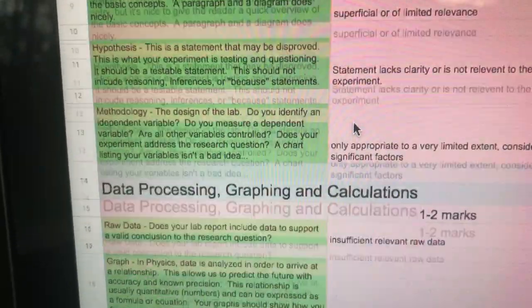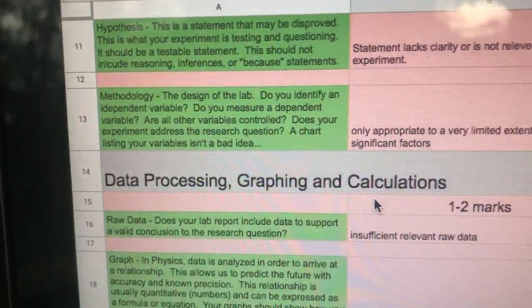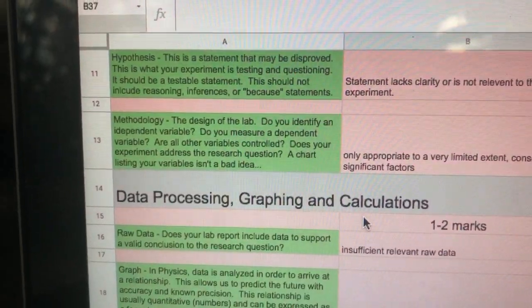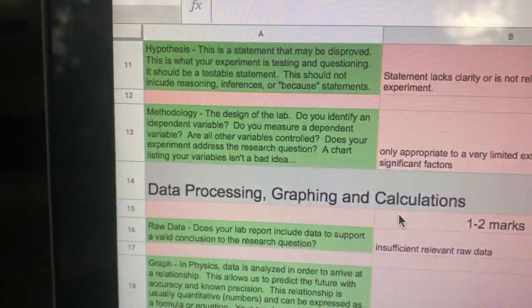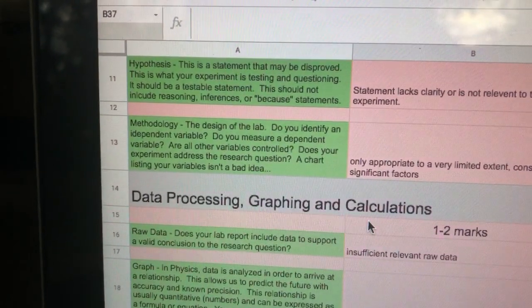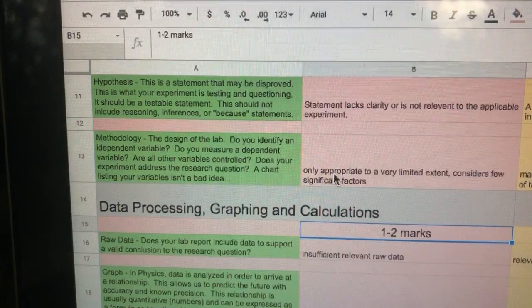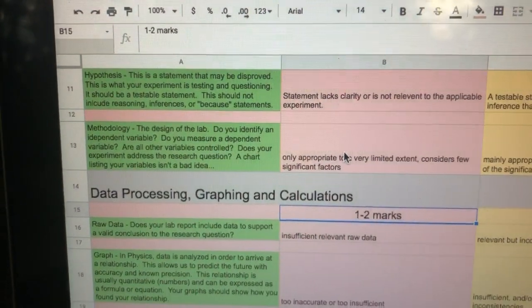Okay. Methodology is the design of the experiment. I kind of helped many of you with your design, and so that's fine. But basically, it's a great idea to have a little chart and list your independent variable, your dependent variable, and any variables that you have to control.